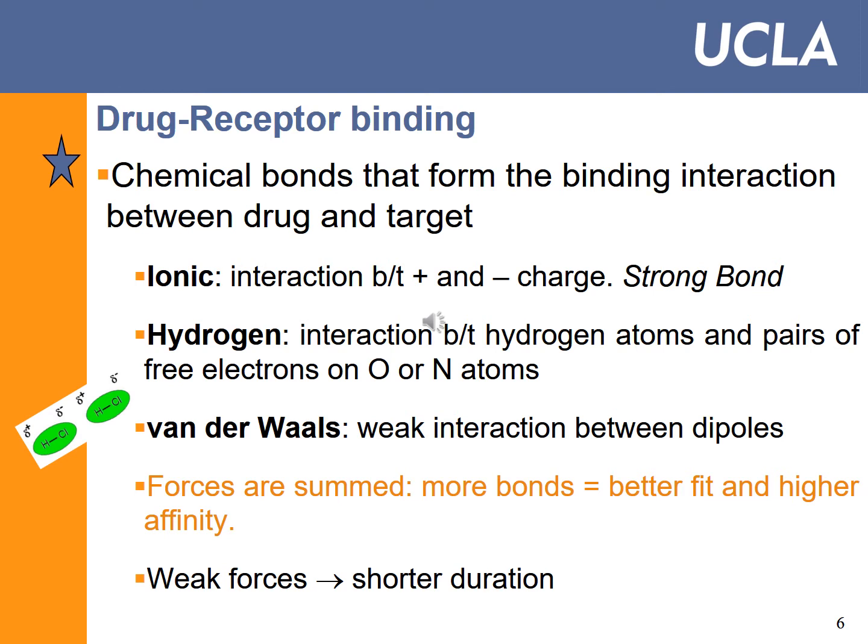And then you have the van der Waals forces, which are weak interactions between dipoles, and all those types of interaction probably remind you of your chemistry course. What you basically have to know is that different types of bonds can lead to a stronger or weaker interaction between the drug and its target. Overall, those forces are summed, and more bonds means a better fit and a higher affinity. If you don't have strong binding between the drug and its receptors, that means you're going to have a shorter duration.